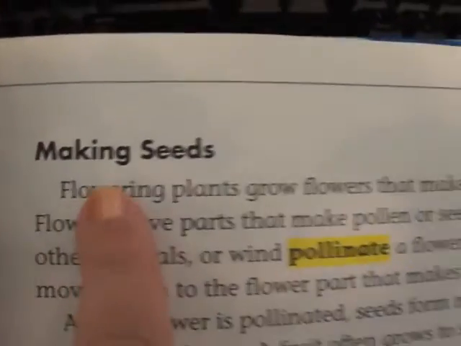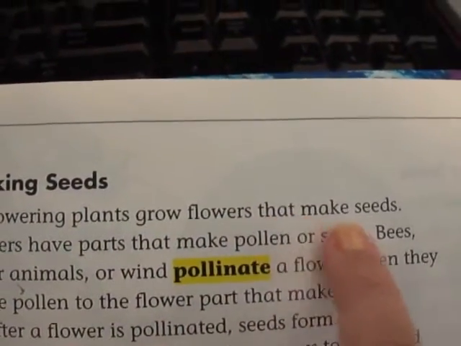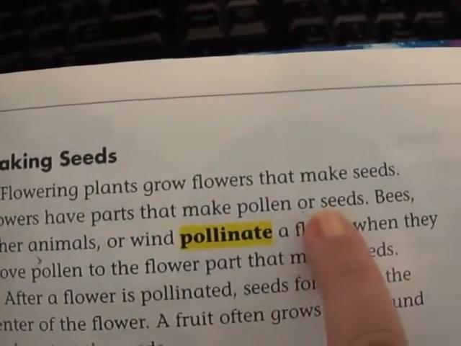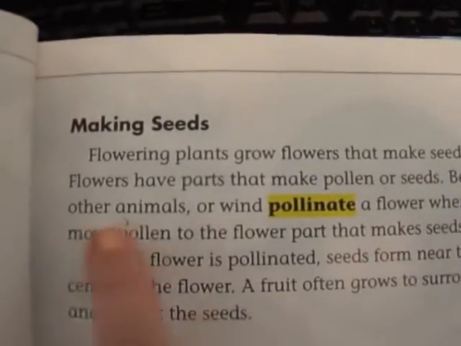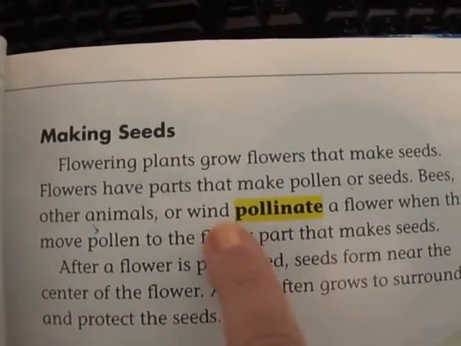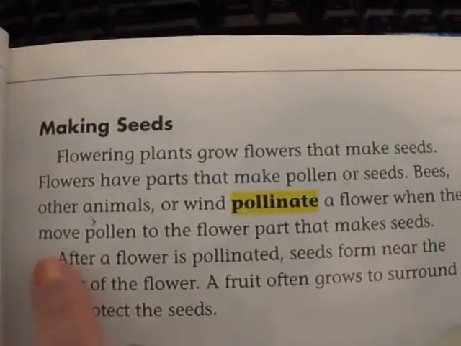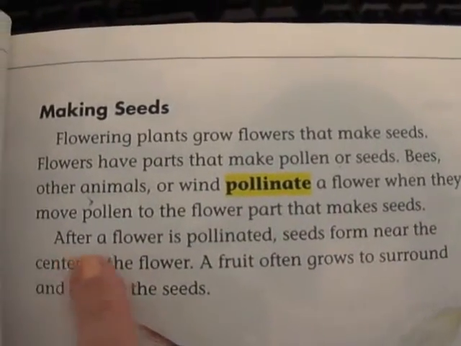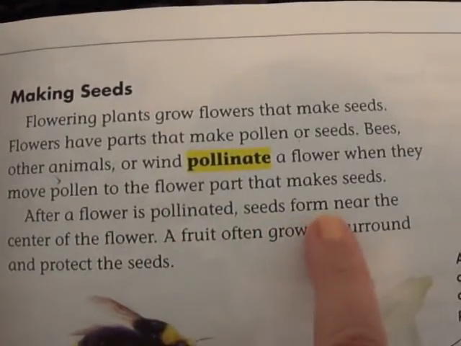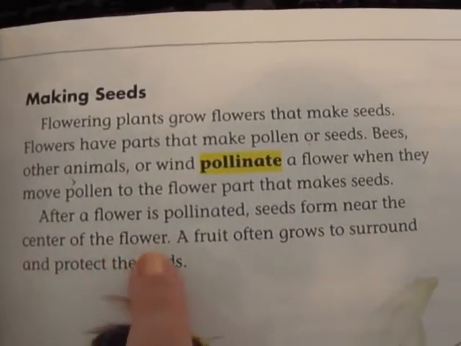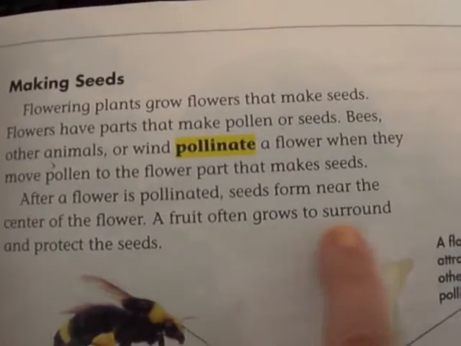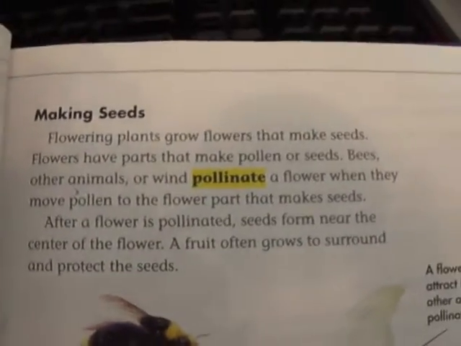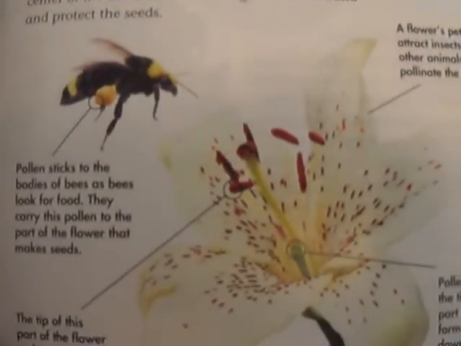Making seeds. Flowering plants grow flowers that make seeds. Flowers have parts that make pollen or seeds. Bees, other animals, or wind pollinate a flower when they move pollen to the flower part that makes seeds. As a flower is pollinated, seeds form near the center of the flower. A fruit often grows to surround and protect the seeds. And there's a flower with the bee.